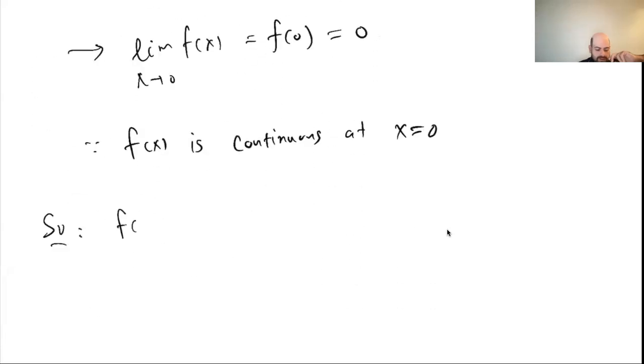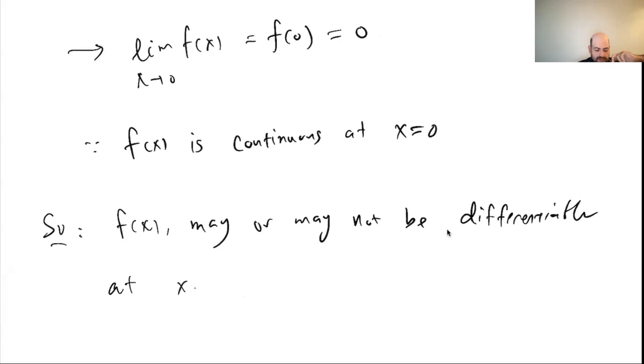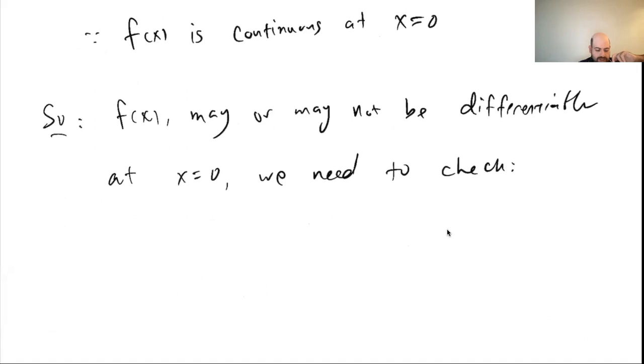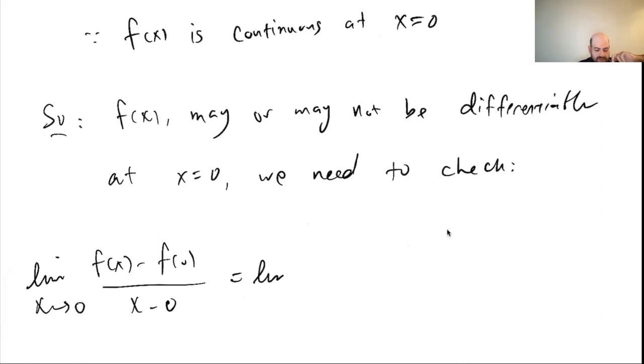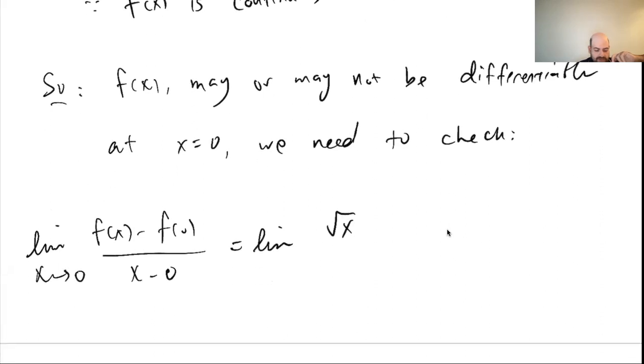So f of x may or may not be differentiable at x equals 0. We need to check. So how can we check? So limit f of x minus f of 0 over x minus 0, x approaches 0. So this is limit root x minus root 0 over x, x approaches 0. Now, f of x is root absolute value x.